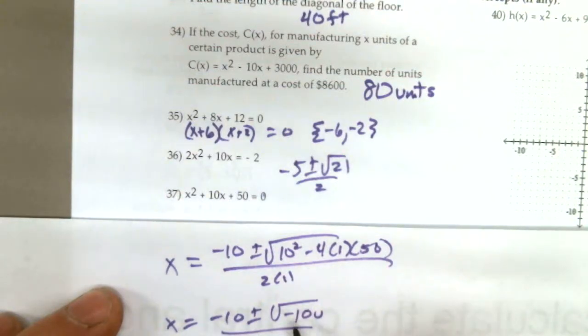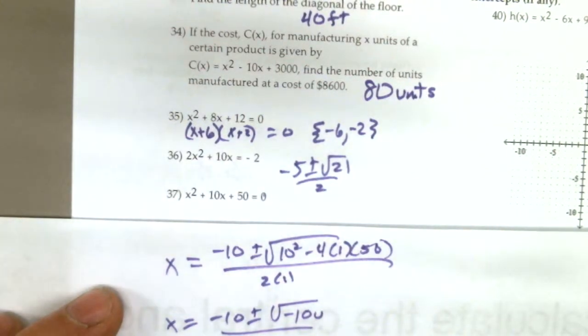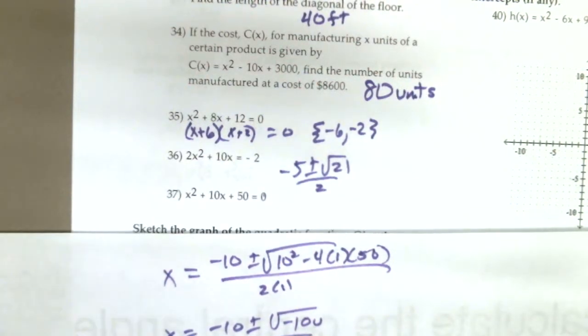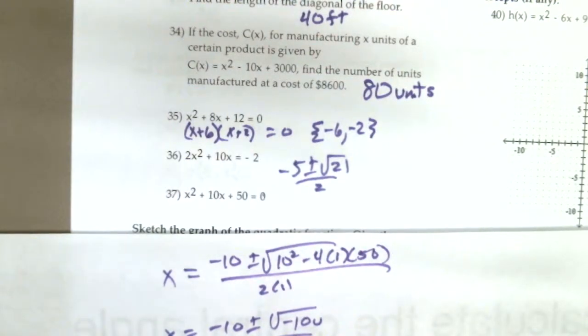This would be a good time to remind you that this is an imaginary answer, and these roots would not go through the x-axis. We can simplify our imaginary answer, our complex answer, because there's a whole number part of it, to negative 5 plus or minus 5i.